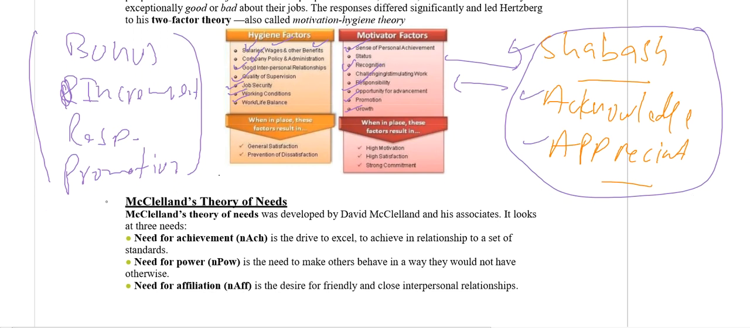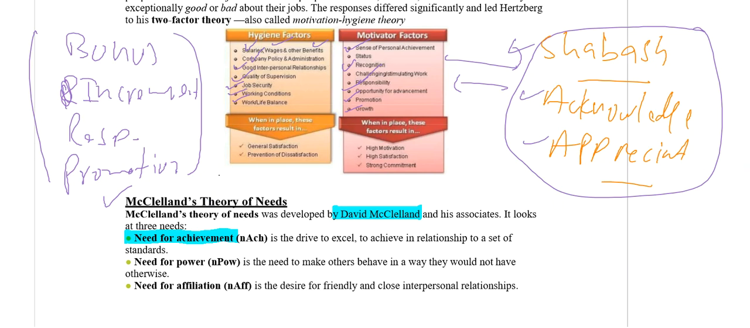Then we have another motivation theory. This is called McClelland's, by Mr. David McClelland. David McClelland told that there are three types of needs. Number one, need for achievement. Need for achievement means that people want to achieve, or people want to excel and they want to achieve a destination.